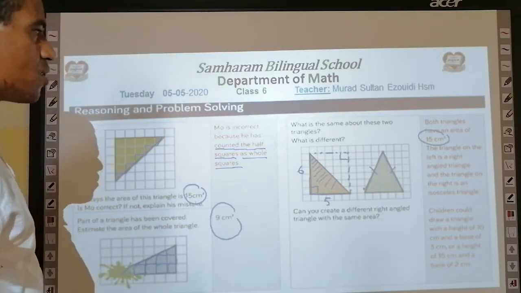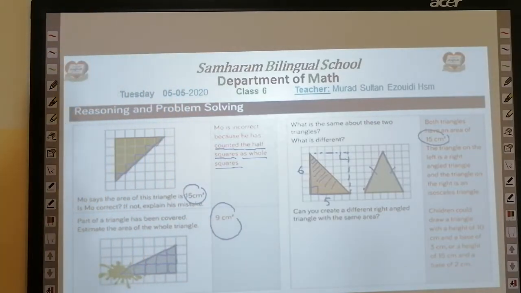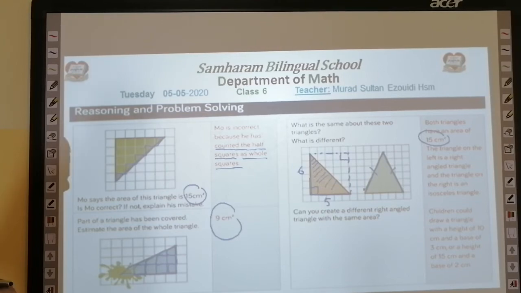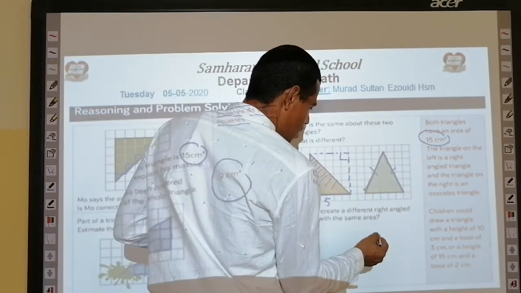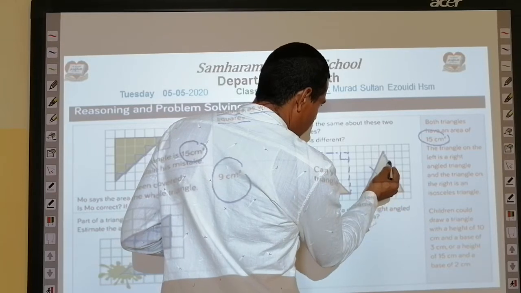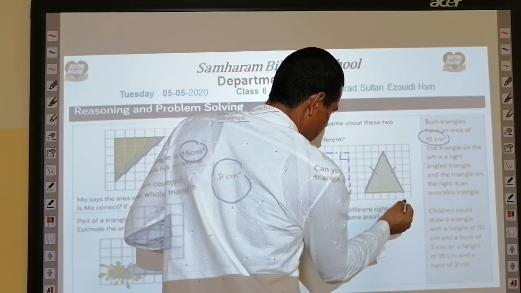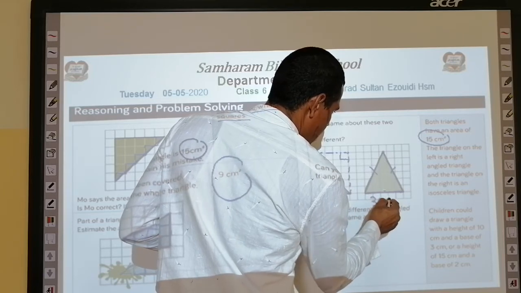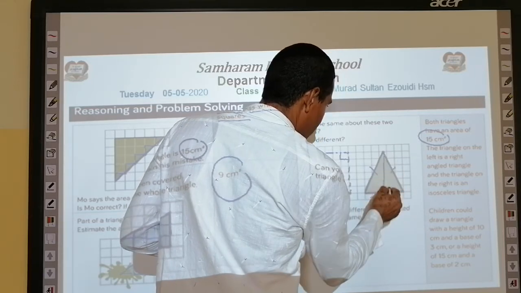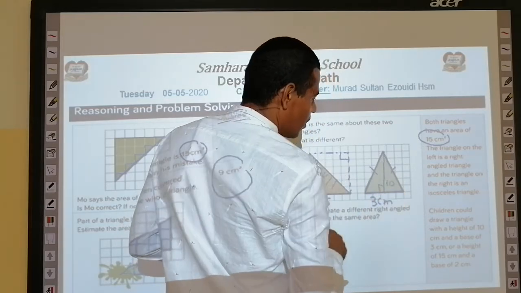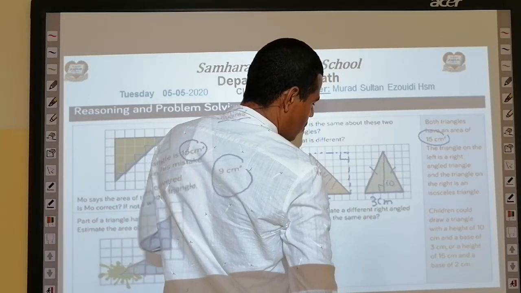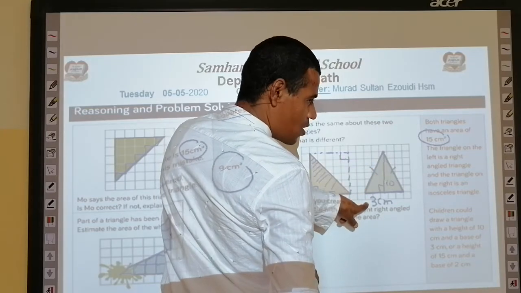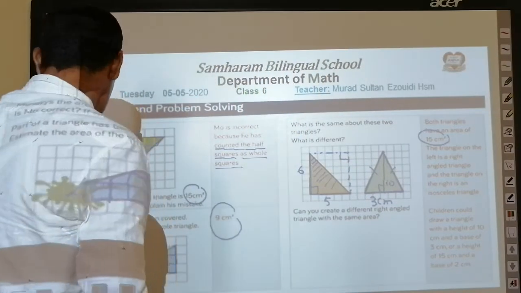So, a student could also draw a triangle with a height of 10 centimeters, okay, and a base of 3 centimeters. Okay, means that you can draw like that. Okay, for example, suppose that this is 3 centimeters. And this one is the height, means the height is 10 centimeters. Okay, so it will be 10 multiplied by 3, 30 divided by 2 gives the area of this triangle.